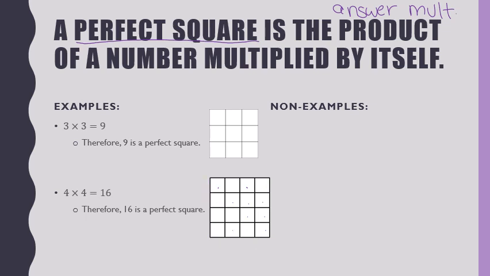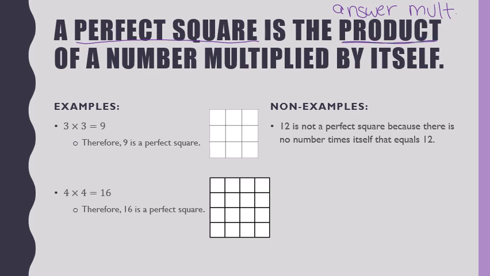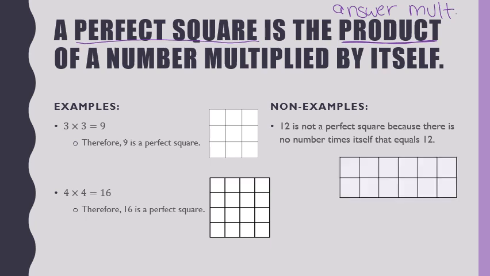Now, not all numbers are perfect squares. So let me show you a number that's not a perfect square. A non-example will be 12 is not a perfect square because there are no numbers times itself that equal 12. Now some of you may be thinking, well, 6 plus 6 is 12. Well, don't forget, we're talking about the product. So we want to multiply. 6 times 6 is not 12. We'd have to do 6 times 2, which isn't a square, it's a rectangle. So 12 is not a perfect square.